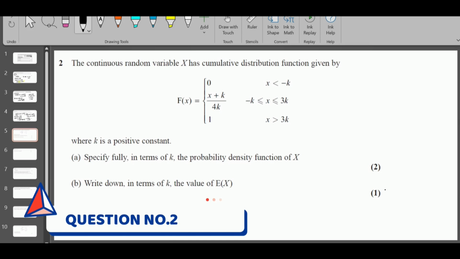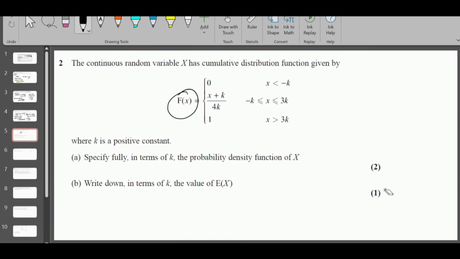We have a capital F of x, the cumulative distribution, given. Specify fully in terms of k the probability density function. So first differentiate this.